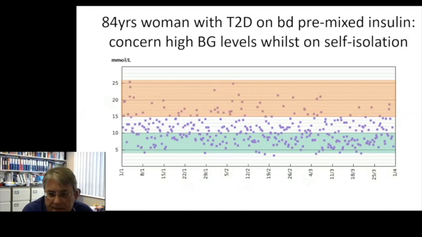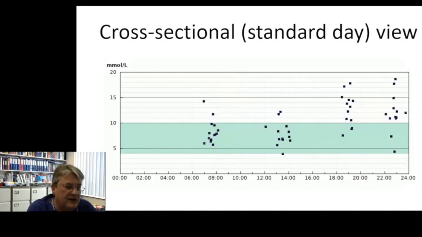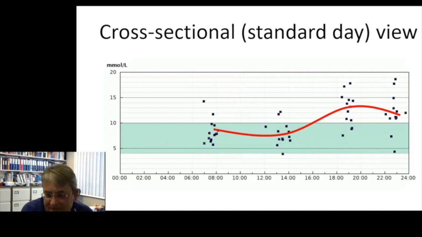And I suspect, as we're seeing a lot of people locked in at home, not with much to think about, who are worrying much more about their occasional high sugar levels than they have been in the past, compounded by the fact that when you look at her cross-sectional data for the last 2 weeks of that profile, what you see is this picture, which shows relatively well-controlled sugar levels at breakfast and lunchtime, but with rises that are happening through the course of the afternoon, probably related to boredom-related snacking.